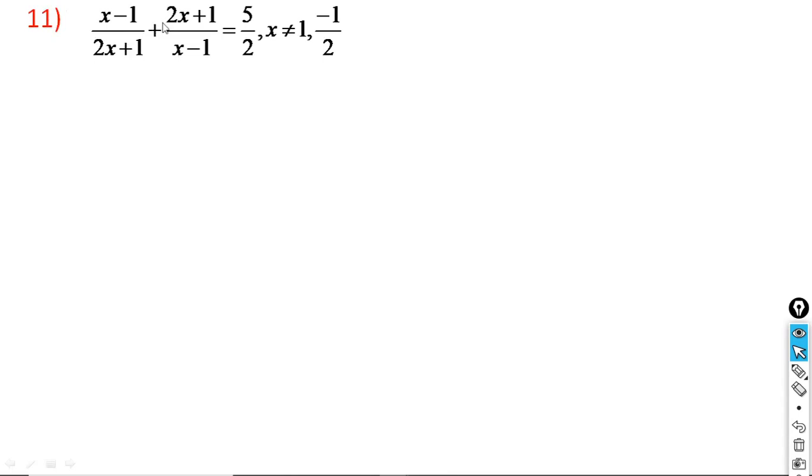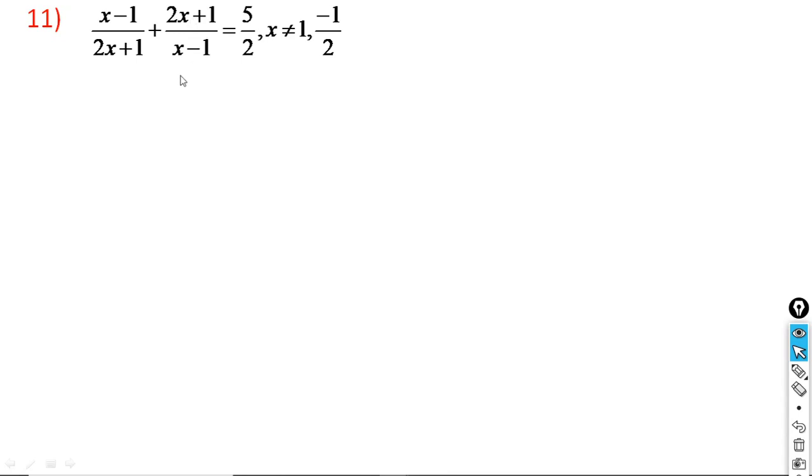Now students, this is the next type of problem. Here in this question, it is given x minus 1 upon 2x plus 1, and 2x plus 1 upon x minus 1 is 5 by 2. Now if you see this question carefully, the first part is x minus 1 upon 2x plus 1, and the second is the reciprocal of this.